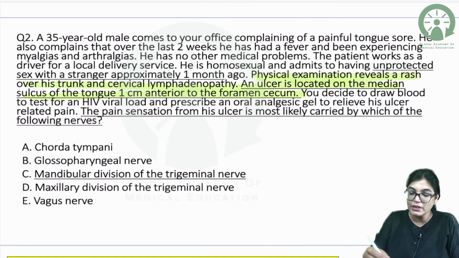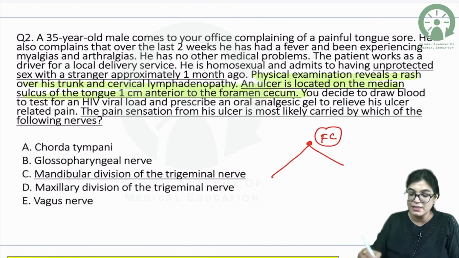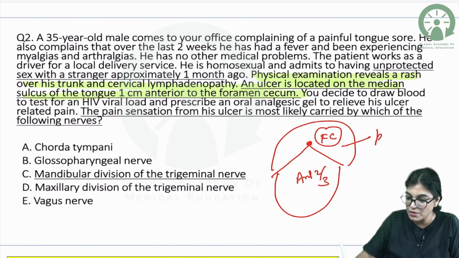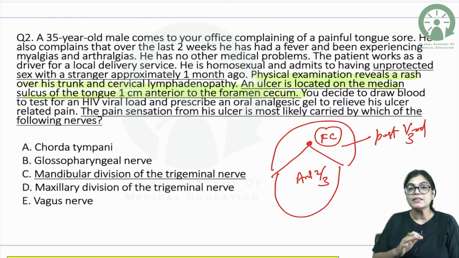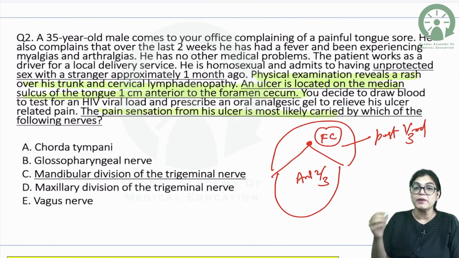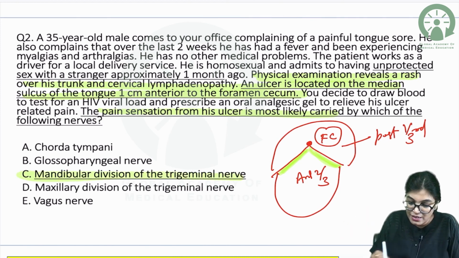And we know that the sulcus terminalis posteriorly meets at foramen cecum, and the part anterior to it is the anterior 2/3 of the tongue, and the part posterior to foramen cecum is the posterior 1/3 of the tongue. The question is about pain sensation of this ulcer, that means pain sensation from anterior to sulcus terminalis, the anterior part of the tongue. The nerve supply of the anterior part is the lingual nerve, and we know that the lingual nerve is a branch of the mandibular division of the trigeminal nerve. So the correct answer will be C. The mandibular division of the trigeminal nerve provides general sensation for this area.